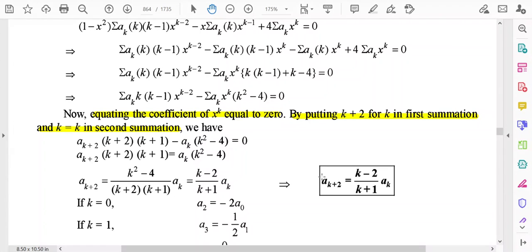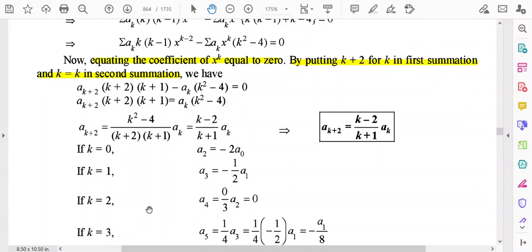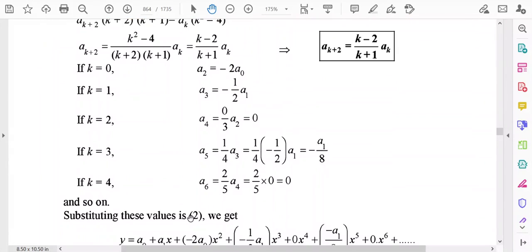So from this relation, we can calculate different values of A. So you see that if we put k is equal to 0, then you will obtain A2. A2 is equal to minus 2A0. If we put k is equal to 1, then you will obtain A3. For k equal to 2, you will obtain A4. And in this way, we have to calculate different values of A. So in this example, they have calculated up to A6.